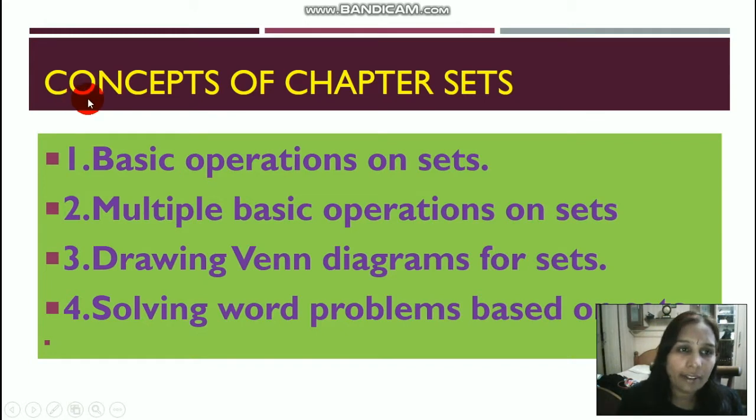We have divided the chapter Sets into 4 basic concepts. That is concept number 1, basic operations on sets, concept 2, multiple basic operations on sets, and concept 3, drawing Venn diagrams for sets. Last, the fourth concept, solving word problems based on sets.